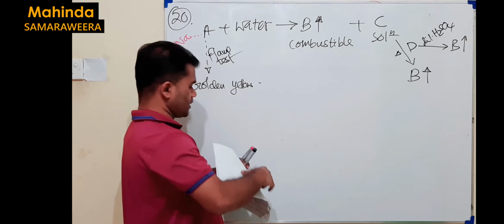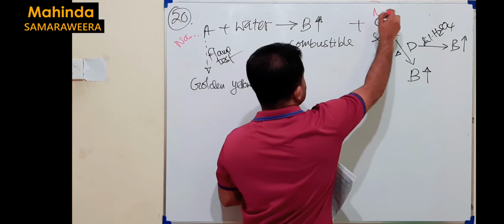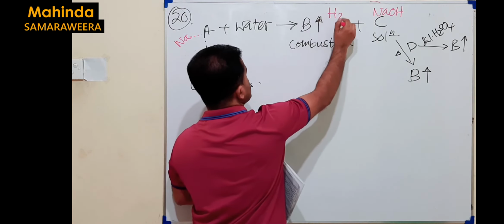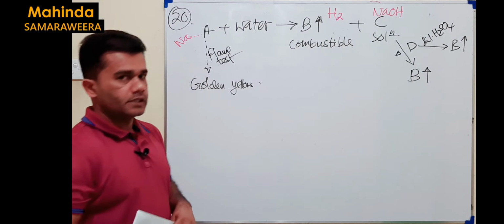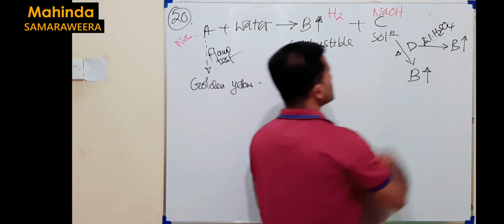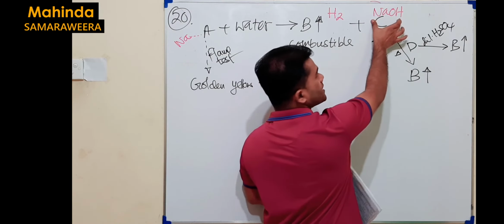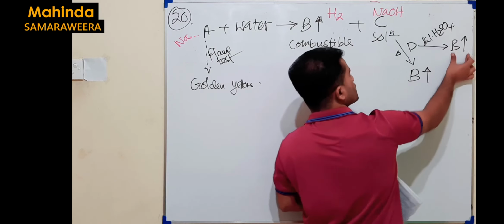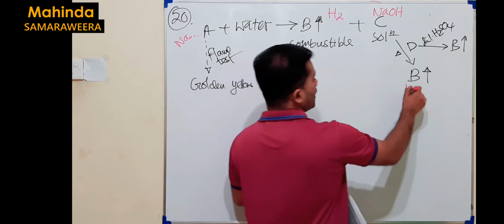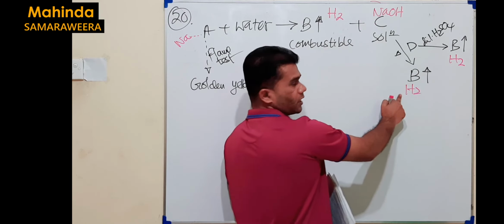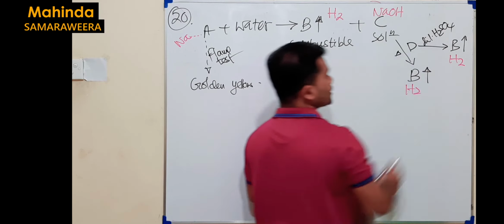It reacts with water producing sodium hydroxide. This C should be sodium hydroxide and the gas is hydrogen. Is it combustible? Yes, hydrogen can be burned. Then this D substance reacts with base to produce hydrogen, and D reacts with acid to produce hydrogen. So B is hydrogen.